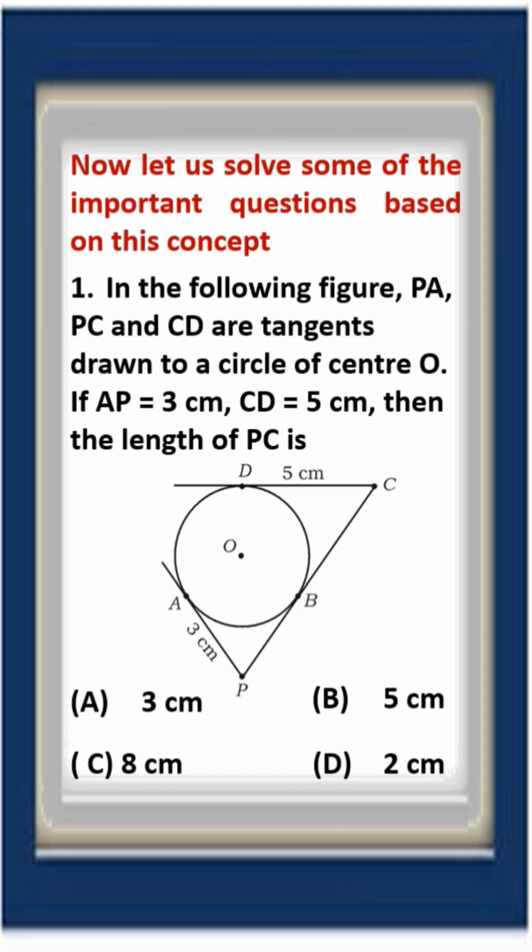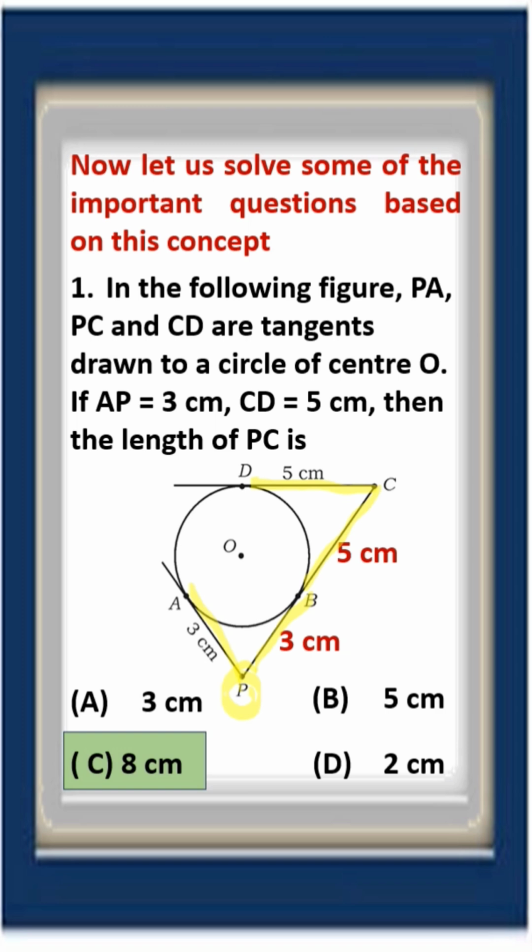How? Here observe, CD and CB are the tangents drawn from the external point C. So CD is equal to CB, that is 5 cm, and PA and PB are the tangents drawn from the external point P. So PA is equal to PB, PB is equal to 3 cm. PC is equal to PB plus CB, so 5 plus 3, that is 8 cm. So option C is correct.